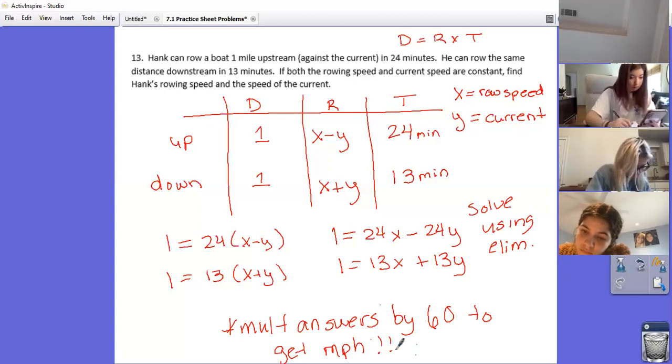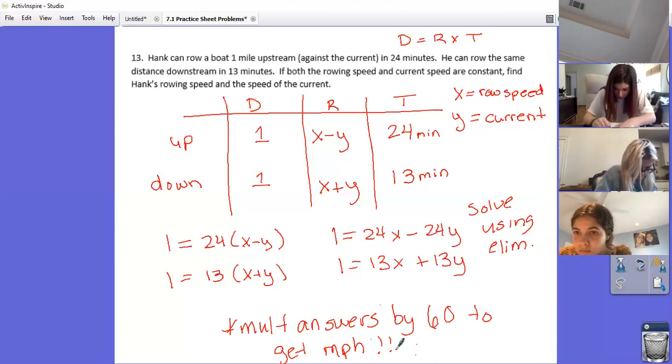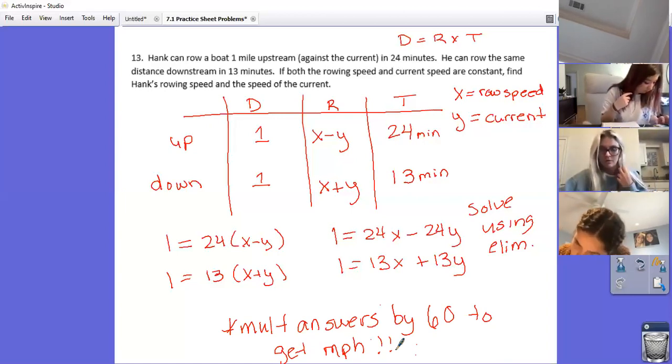But every single problem like number 13, you should always set up a chart because it really does help you set up the two equations. Okay. Then let's look at number 14.